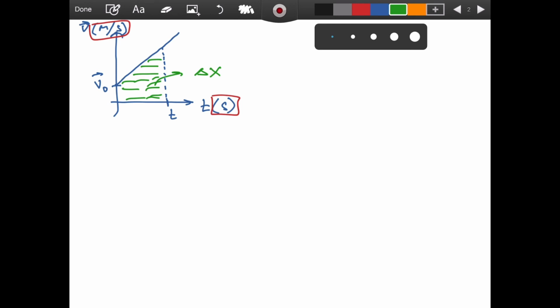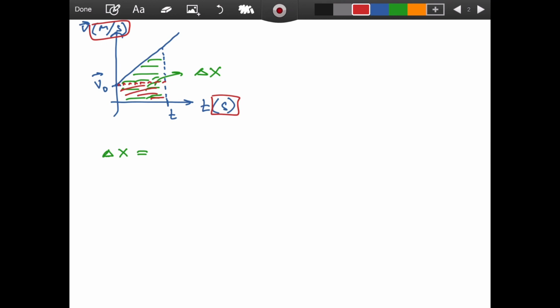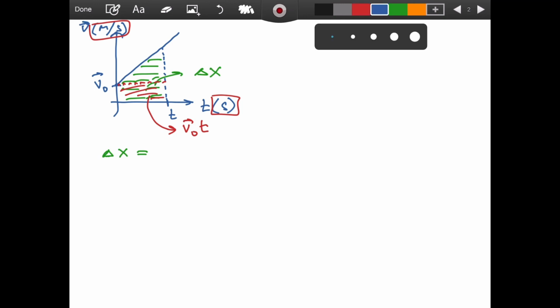So how can we figure out what delta x is? As I said, delta x is going to be the area bounded by our line and the horizontal axis, the time axis in this case. So I will break it down into two parts. We're going to have this rectangle, and the area of a rectangle is simply width times length, so it is going to be v naught times time. And then we're going to have this part, maybe let's do it with this color. This is going to be the orange.